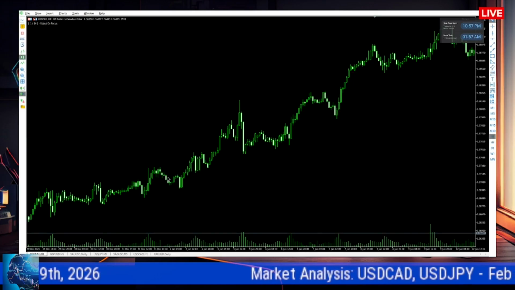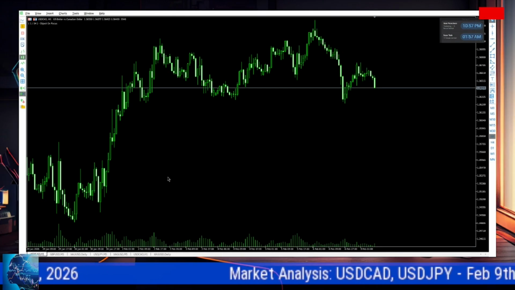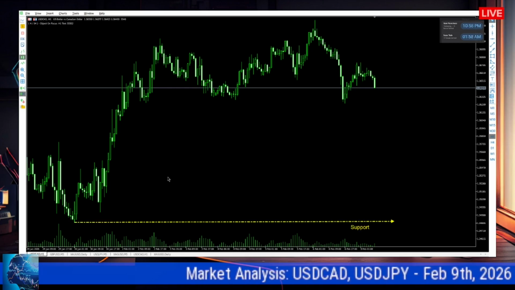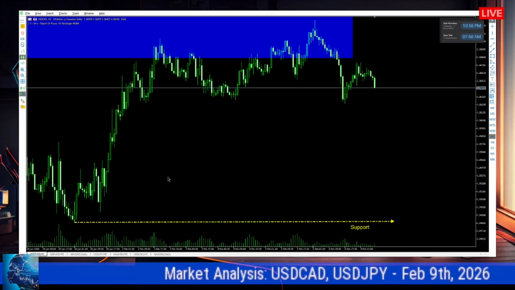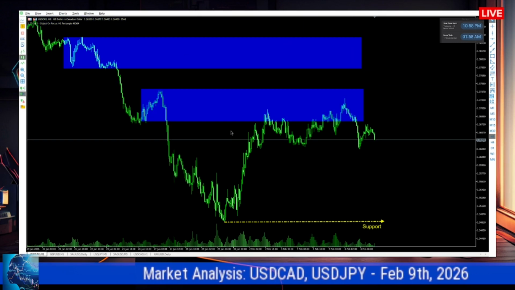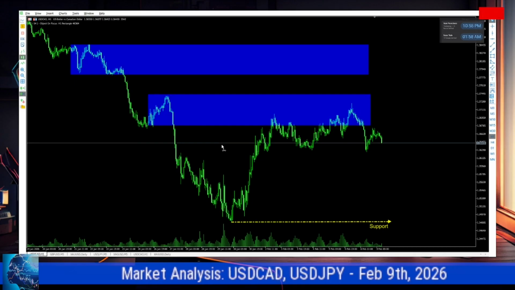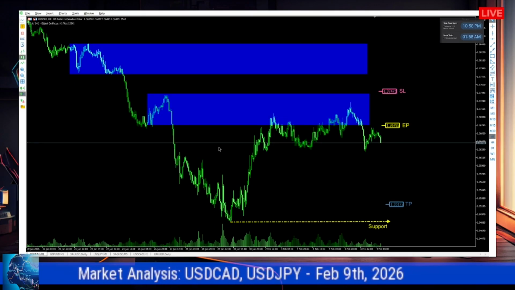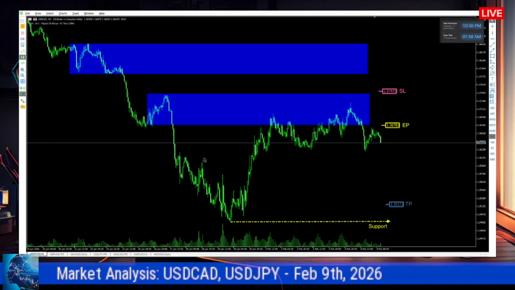Since we have a bearish pattern on the daily chart, it is better to look for a short position. Based on the liquidity zone, the best entry will be around these areas. The setup will be this way. Alright, that's all for USDCAD.